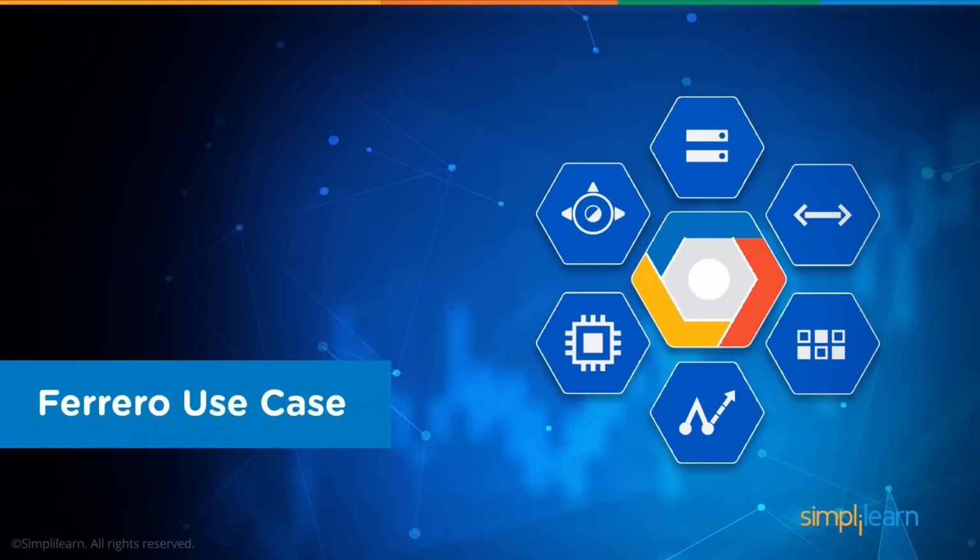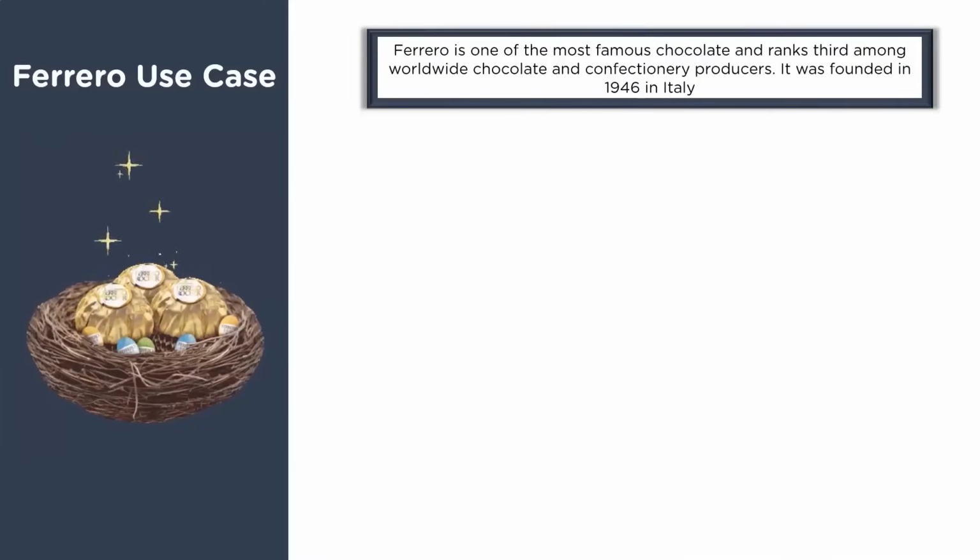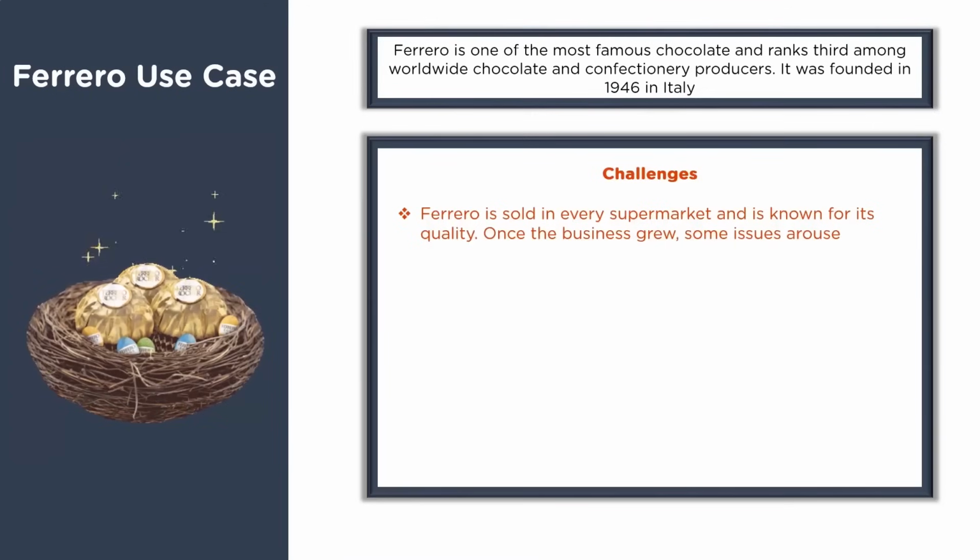Now let's look at the Ferrero use case, and let's also understand what was done here. Ferrero is one of the famous chocolate makers and ranks third among worldwide chocolate and confectionery producers. It was founded in 1946 in Italy. I'm sure you would have seen Ferrero chocolates when you went out to buy some chocolates. The challenge here was that Ferrero is sold in every supermarket and is known for its quality. Once the business grew, some issues arose, and that's what happens when the business grows.